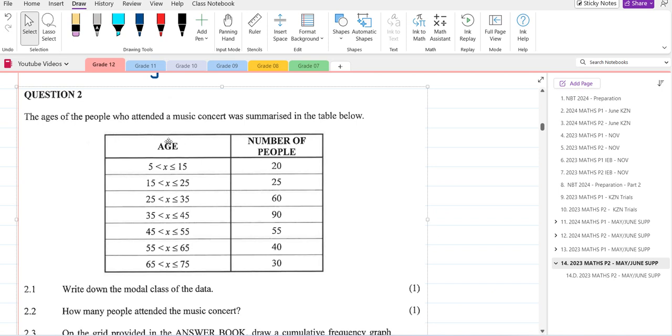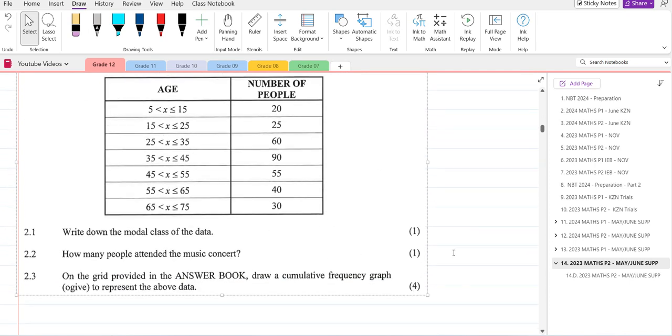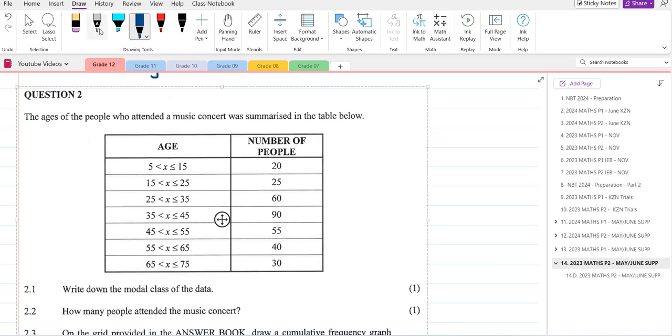The ages of the people who attended a music concert was summarized in the table below. Right, so these are the ages, these are the number of people. Write down the modal class of the data. Modal class is the interval that gives the most amount of frequency. Right, the most amount of frequency is 90 here. So the modal class is 35 to 45. So we just need to write down 35 to 45. Remember, 45 is included and 35 is excluded, so it's the other way around. Okay, how many people attended the music concert?